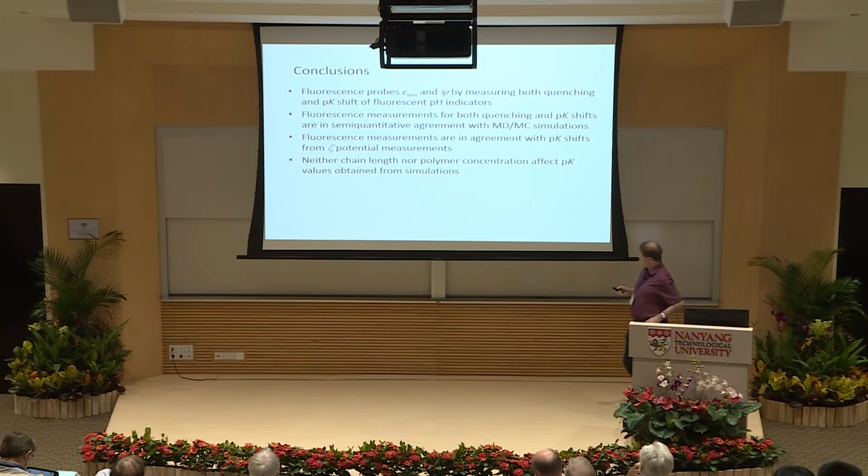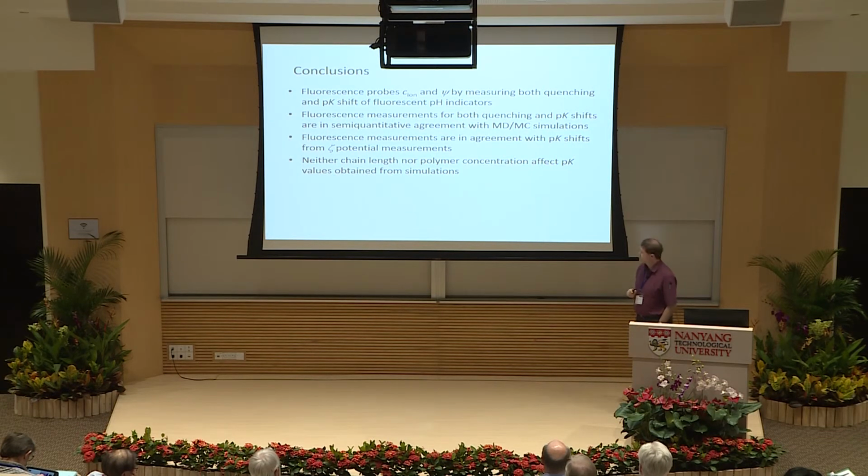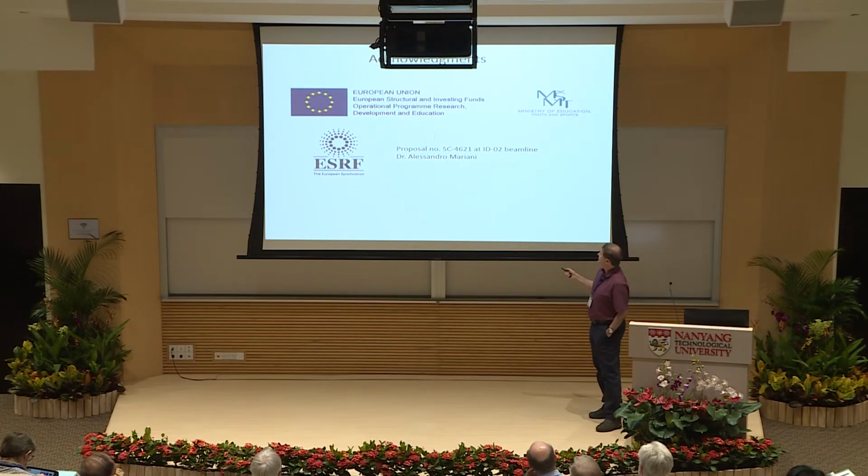So to conclude, I have shown you that fluorescence measurement probes the local ion concentration by both measuring the quenching and pK shift of fluorescence pH indicators. And I also showed you that fluorescence measurements are in semi-quantitative agreement with simulations. An interesting finding was that the fluorescence measurements are in good agreement with pK shifts obtained from zeta potential measurements. And lastly, what was found by simulation is that neither chain length nor polymer concentration affect the pK values obtained from simulations.